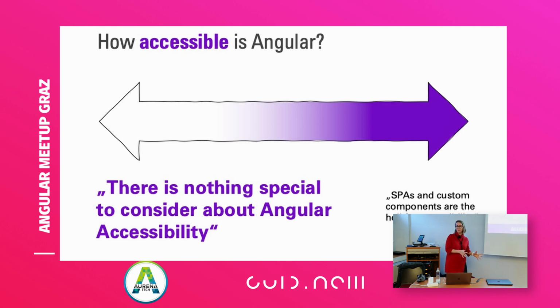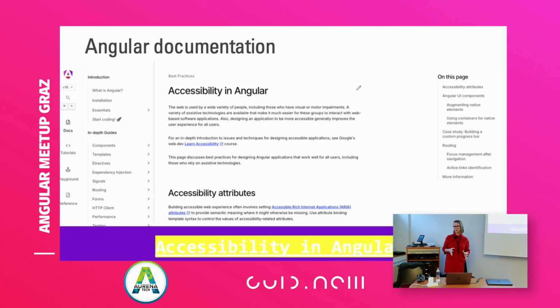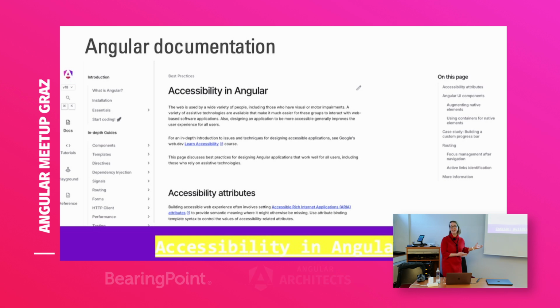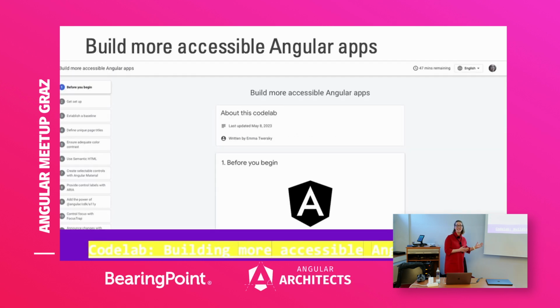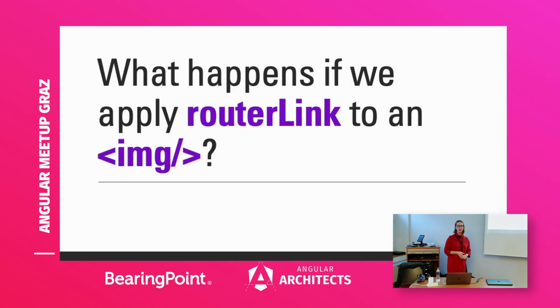But if this is the case, why do they have a special section on best practices on accessibility in the documentation? And if you're not aware of this resource, I warmly recommend it. That's a great starting point. Then again, if there's nothing special to Angular accessibility, why do they have code labs on accessibility? And here again, a warm recommendation, look it up. It's a nice way to learn more about accessible aspects of Angular.